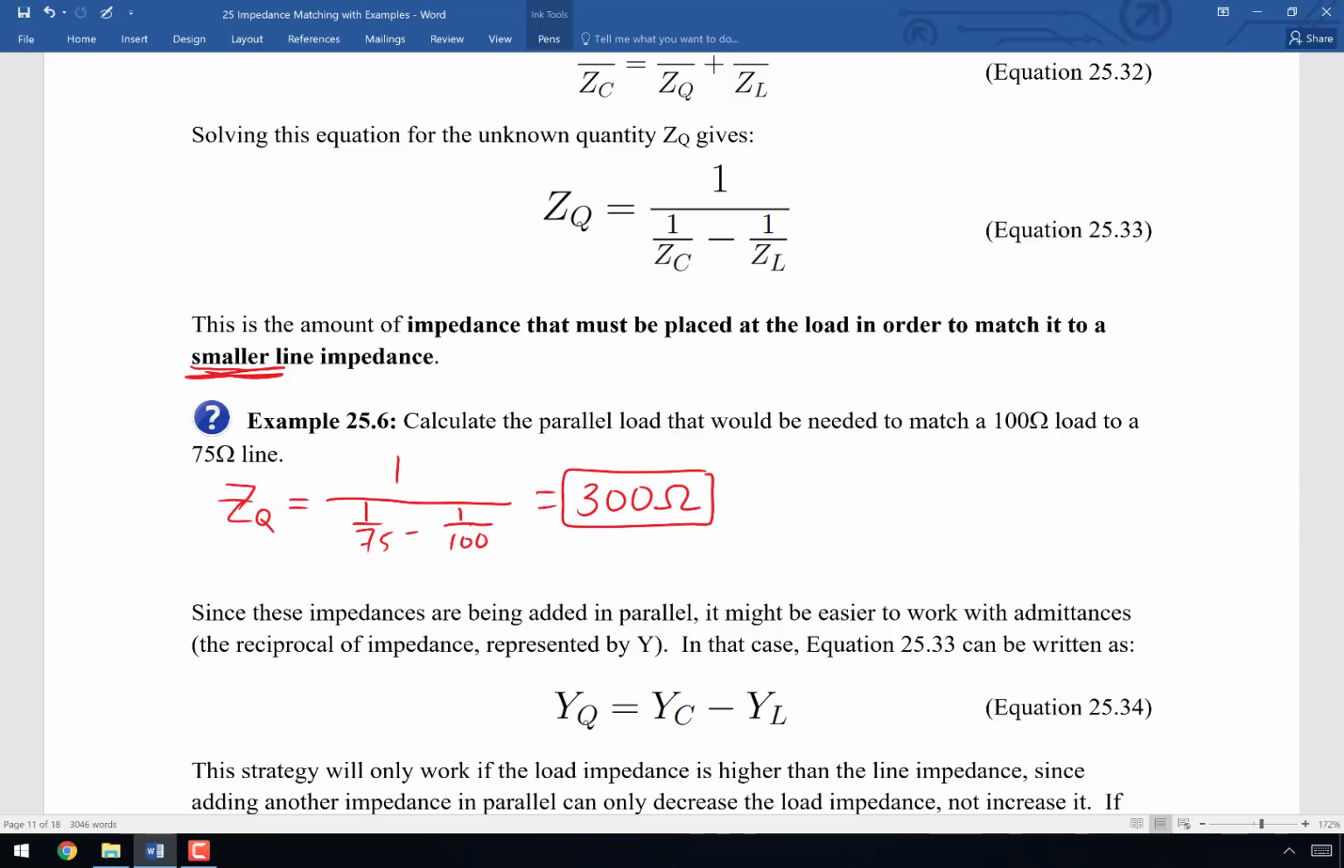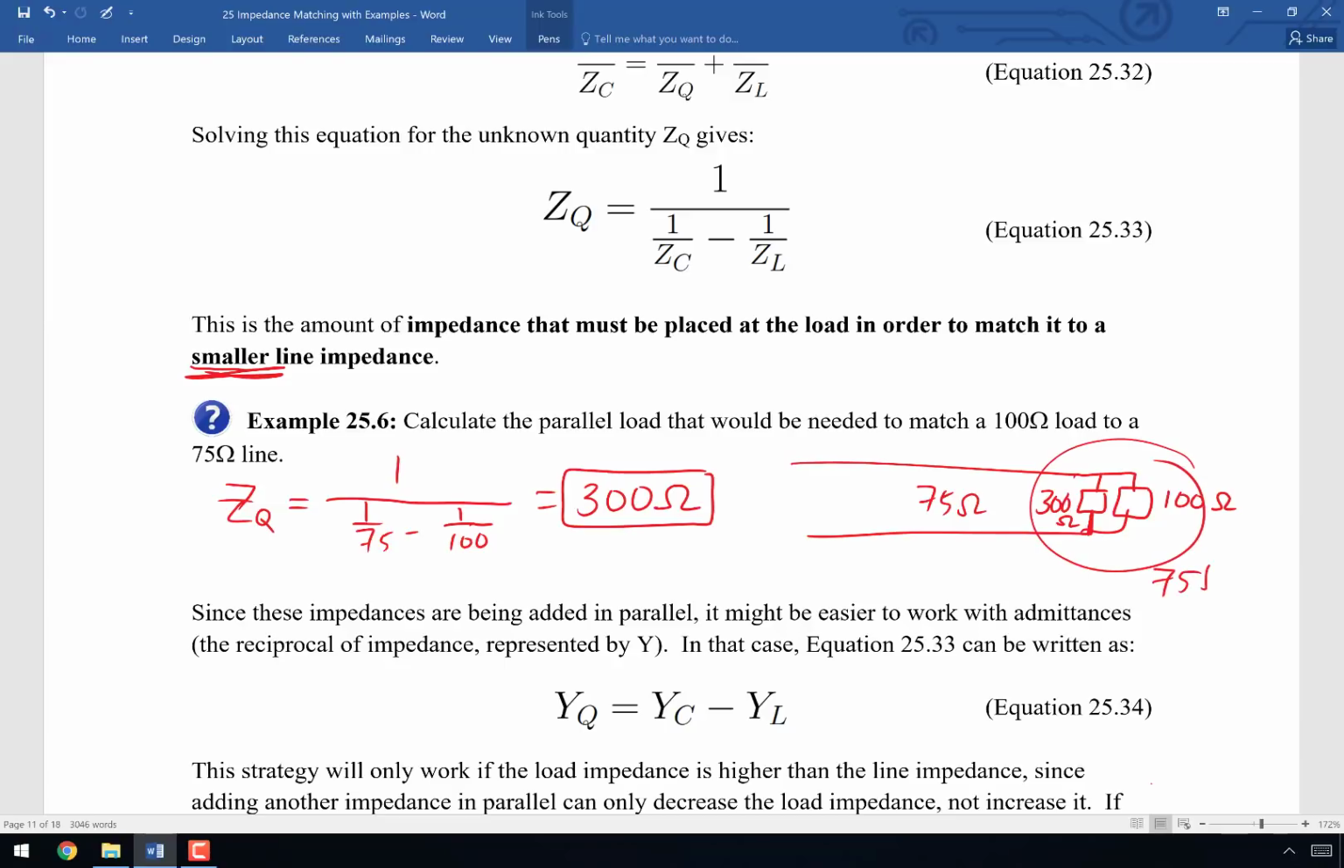So as you can see here, if we have a line that is 75 ohms, and we have a load which is 100 ohms, then the easiest way to match those is to add another load directly in parallel with this that is 300 ohms. And if we do that, then we'll end up with the combination of these two being 75 ohms. And since what the line sees is that combination, the line thinks that everything is happy and everything is matched.